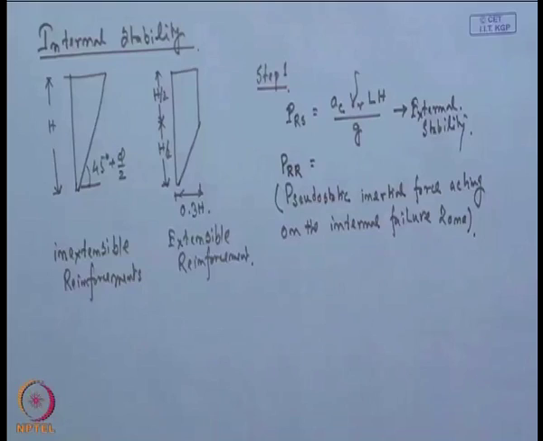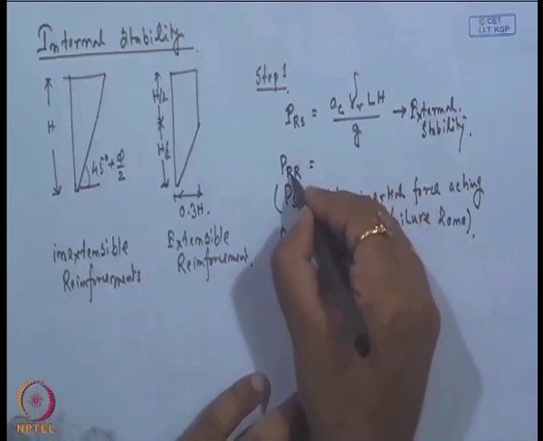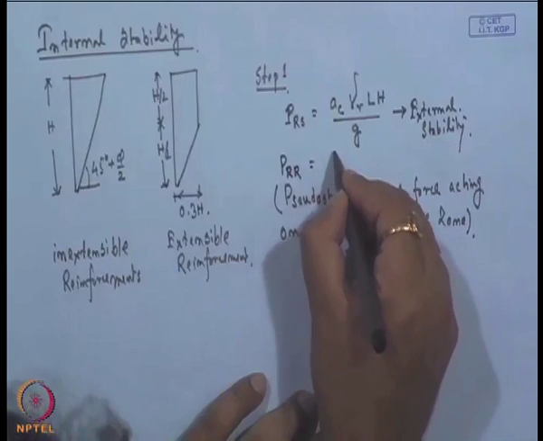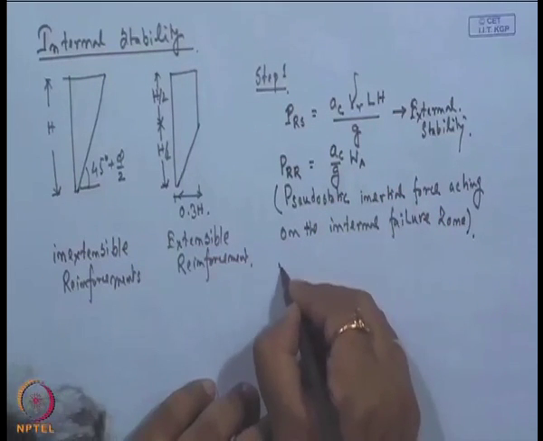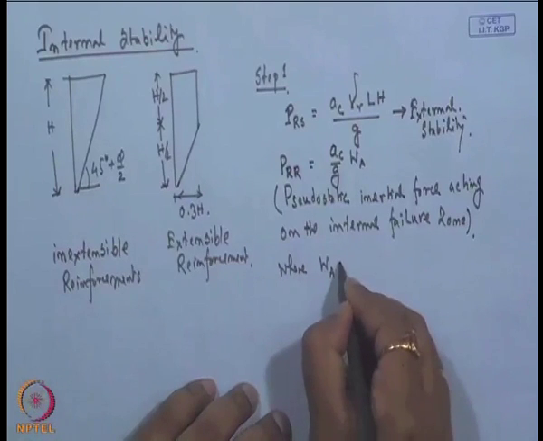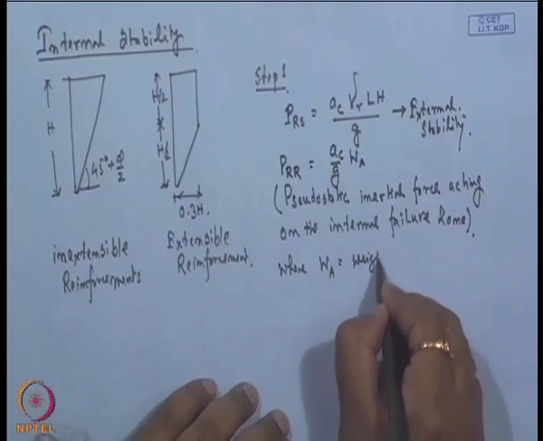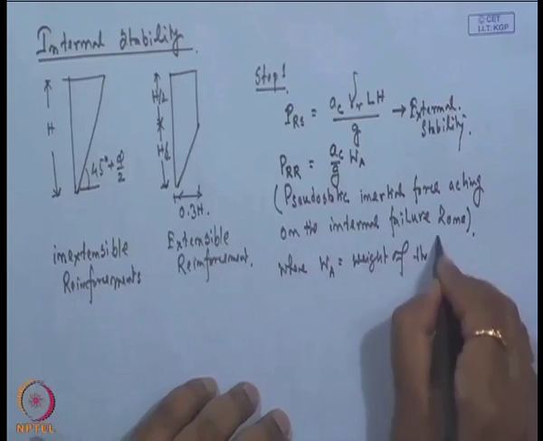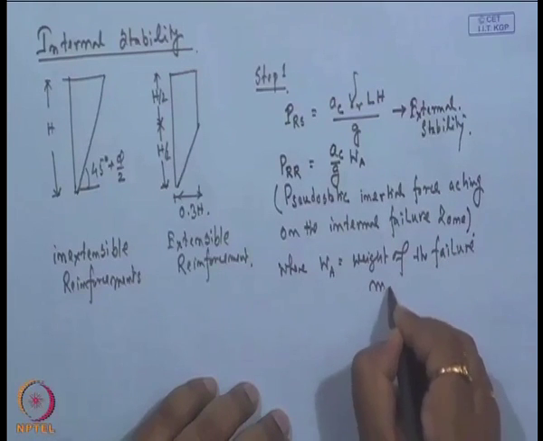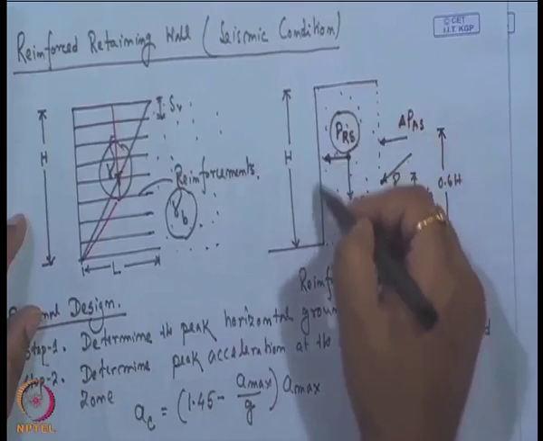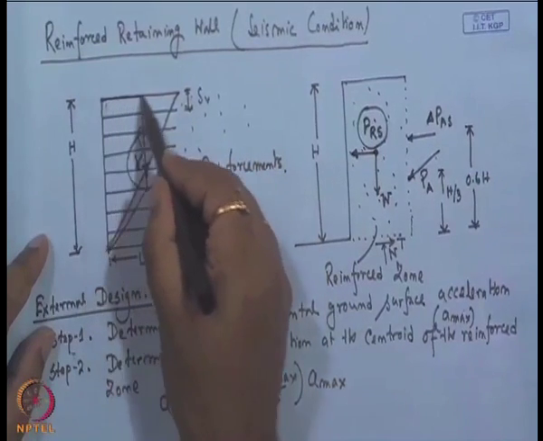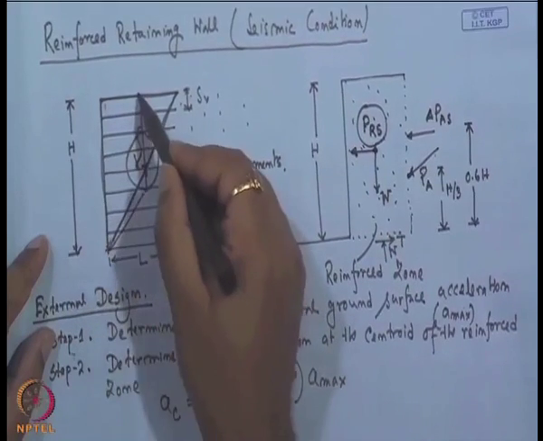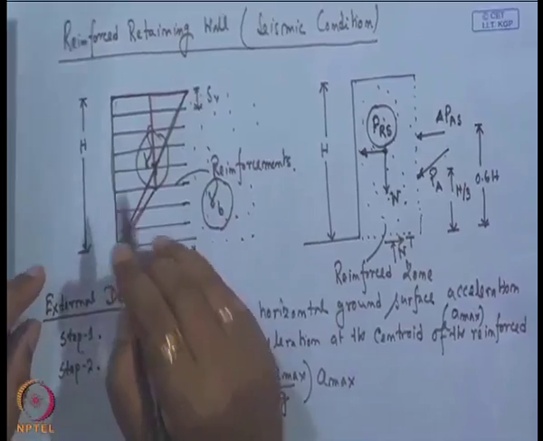So, now here for the internal checking, this P_RR will be A_c divided by g into W_A, where W_A is the weight of the failure mass. So, for external we consider the total weight of this zone, but in the internal stability check we consider only the weight of this failure mass. We consider the weight of this failure mass for two different reinforcement conditions. So, this is the only difference.